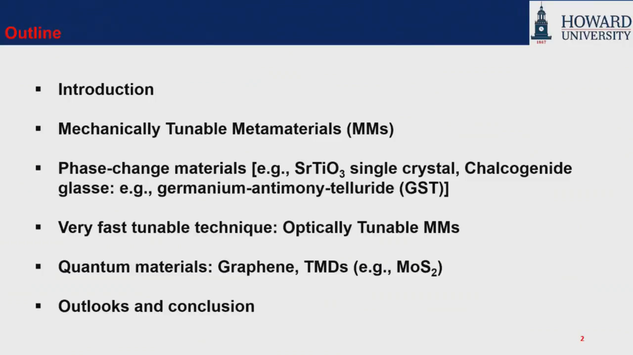One very fast tunable technique is to use an optically controlled material such as silicon, for example. And the last part of my presentation will be dedicated to quantum materials such as graphene and transition metal dichalcogenides. I will conclude with some future perspectives.